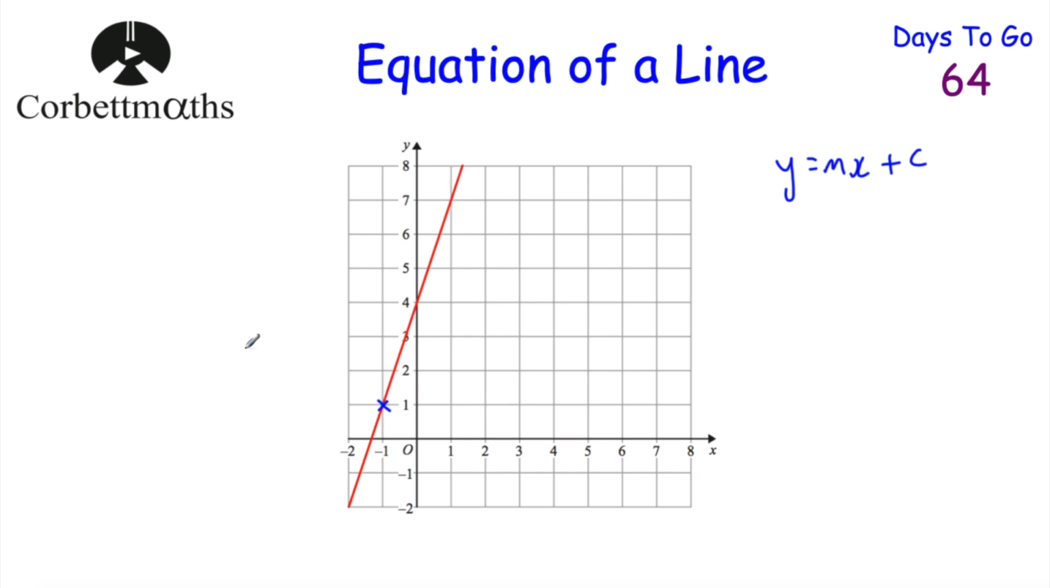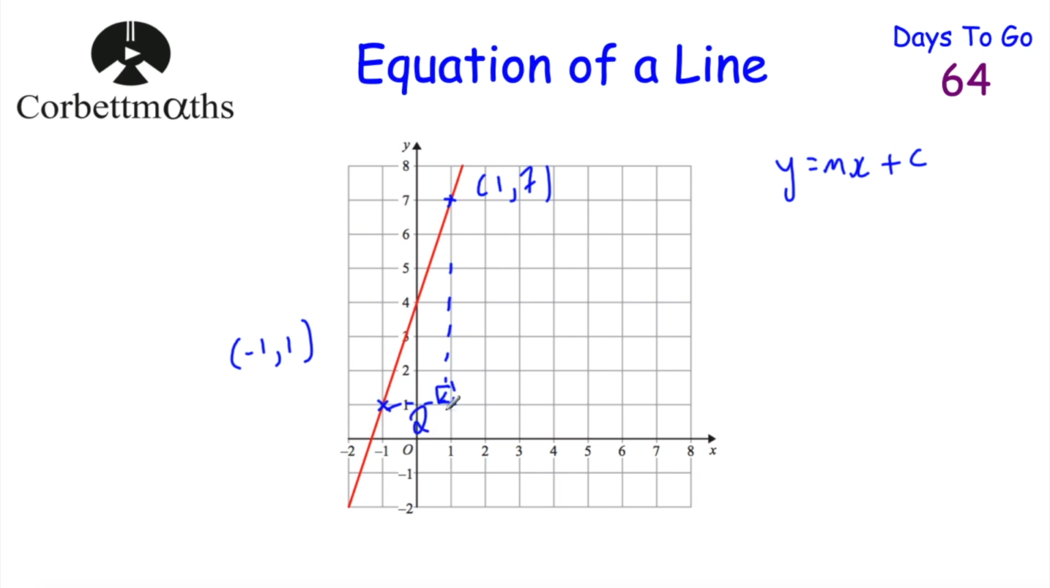So I'm going to choose this point here, the point -1, 1. And I'm going to choose this point up here, the point 1, 7. And I could use other points. I could have used 0, 4, and so on. So I'm going to make a little right angle triangle. And in terms of the run, well, we're going from -1 to 1. So its run is 2. We're going 2 units across.